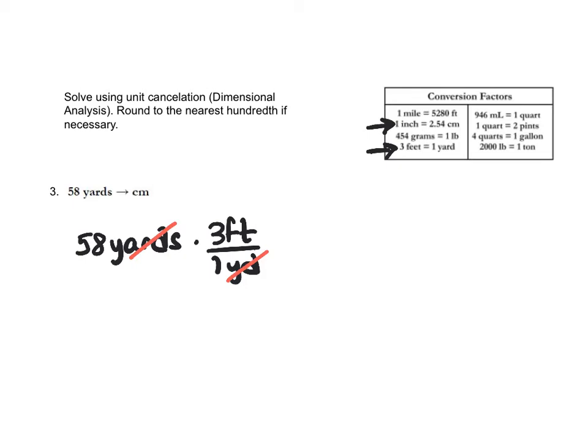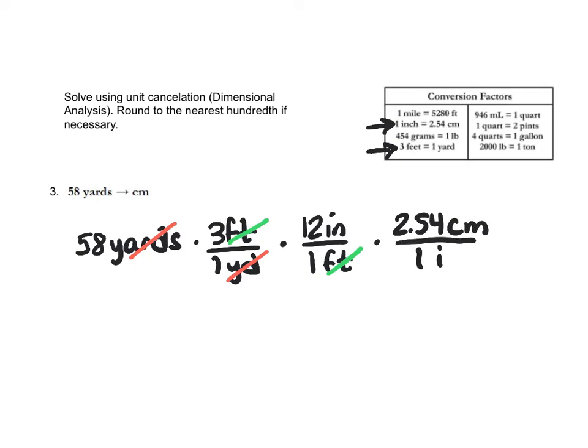Now you know you've got to get from feet to inches, okay? So one thing is missing there. You don't have your feet to inches, but you do know how many inches are in a foot. So you're gonna say 12 inches to 1 foot. So you'll show your cancellation, and now you're ready to use that conversion factor of 1 inch goes to 2.54 centimeters. So you're going to say, okay, 2.54 centimeters, that's where we want on top, to 1 inch. Cancel out, and you're left with a multiplication of 58 times 3 times 12 times 2.54.